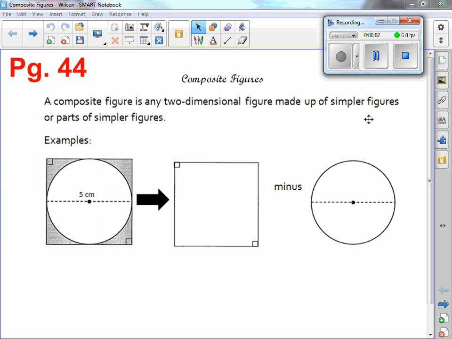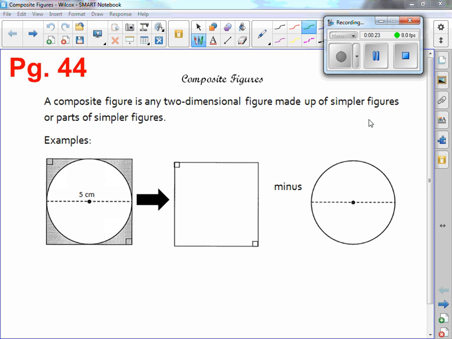Today's lesson is over composite figures. A composite figure is any two-dimensional figure which is made up of simpler figures. The first example, we're going to find the area of the shaded region. So before we can find the area of just the shaded region, we need to find the area of the two shapes that it's made of first.